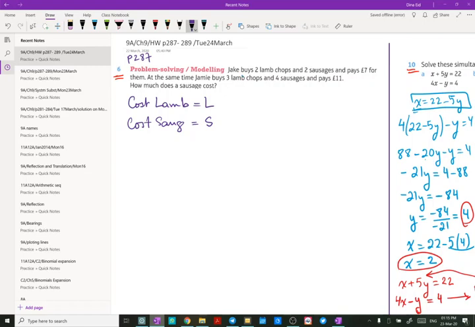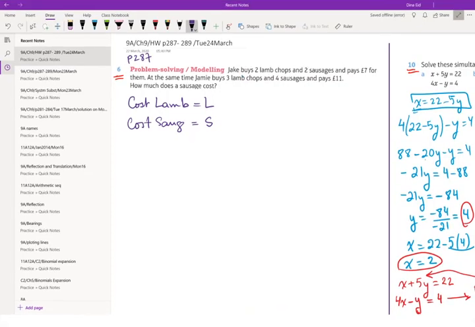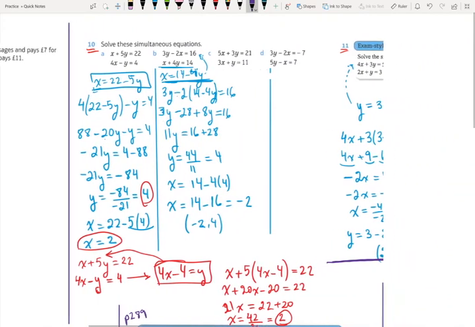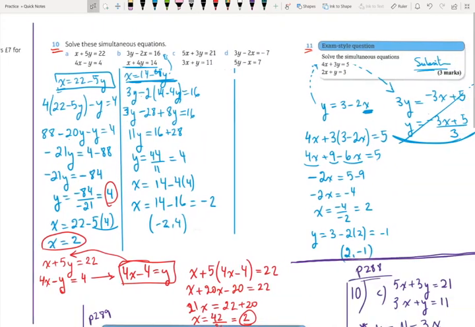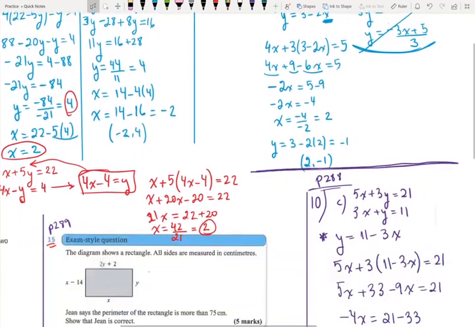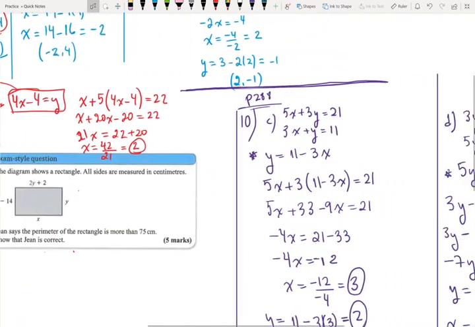So we're still correcting the homework from chapter 9, page 287 till 289, and we're going to continue the correction for number 10. So in number 10, they said solve these simultaneous equations. So I'm solving part C and part D in here in purple.